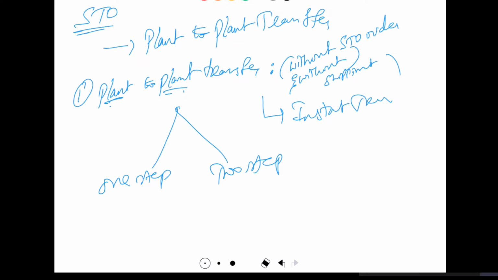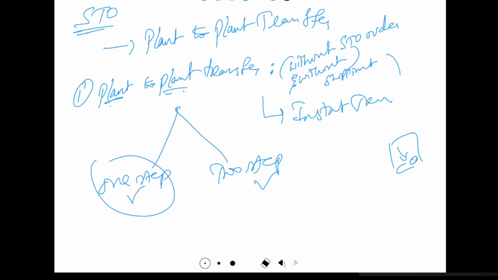Okay. Now, what do you mean by one step? What do you mean by two steps? One step is when it is side by side plants, like in the manufacturing plant itself there is some location which is near the sales depot plant. So I don't need to track whether they received or whether they supplied. In those cases I can go with one step. When you do the one step process, the receiving and the supplying both happen at a time, so we don't need to wait and we don't need to look at the stock in transit.